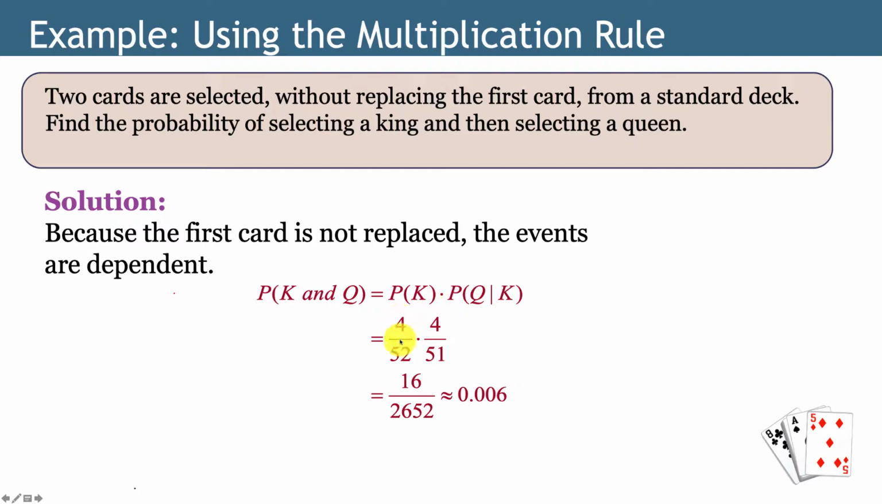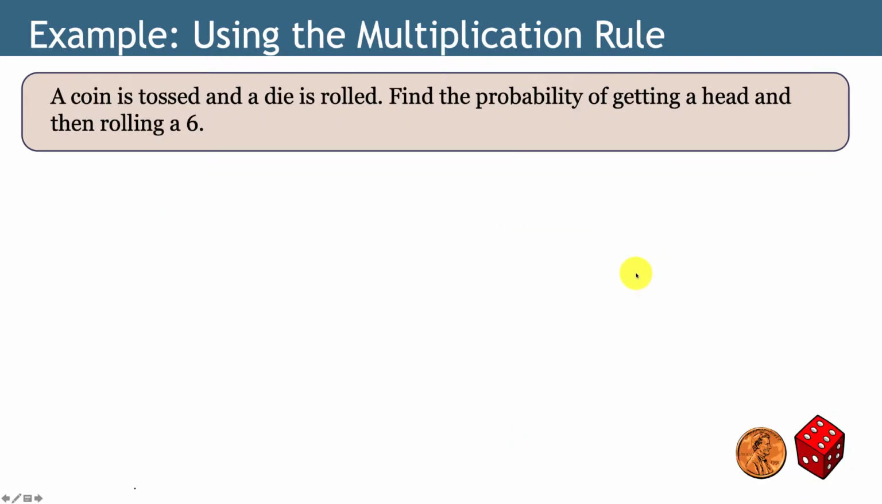Well, there's 4 kings out of 52. There's 4 queens, but now, because I've already grabbed this card, there's 51. Work that out. There you go. So 0.006.